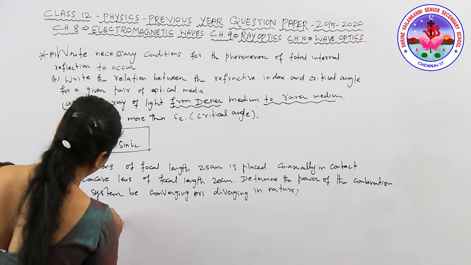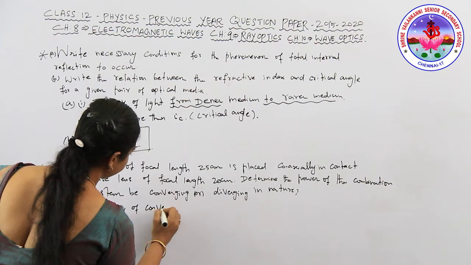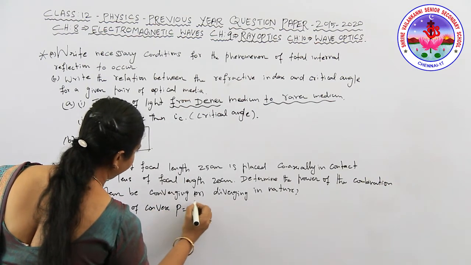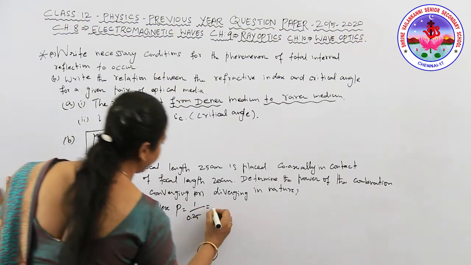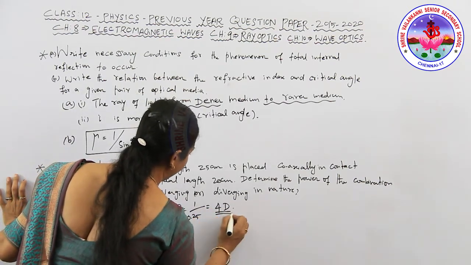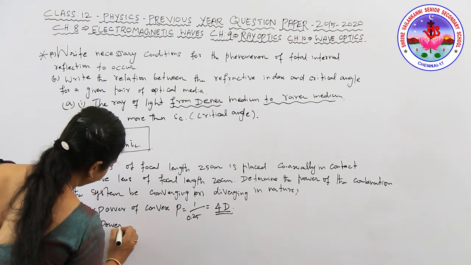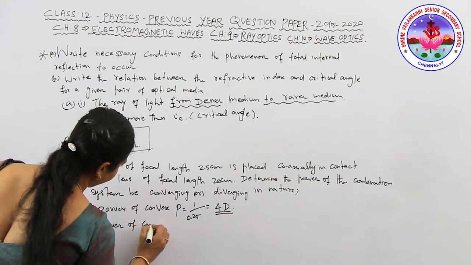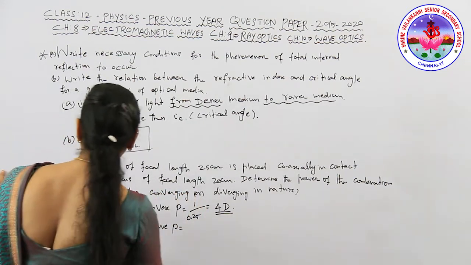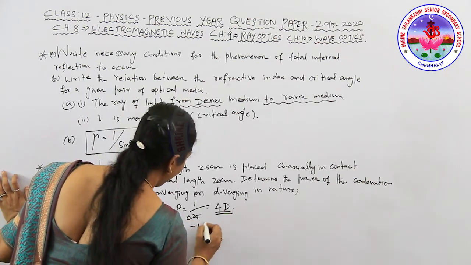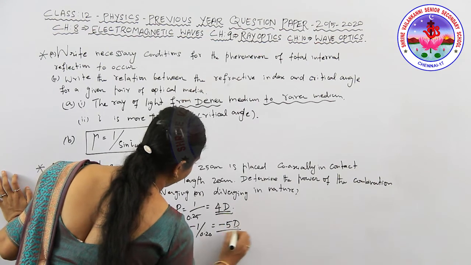For that we must know the power of the convex lens. So P is equal to 1 by f, so 1 by 25 centimeters, that is 0.25, you will get 4 diopter. And for the concave lens, the power P is equal to minus 1 by 0.20, which is equal to minus 5 diopter, since the lenses are coaxially in contact.